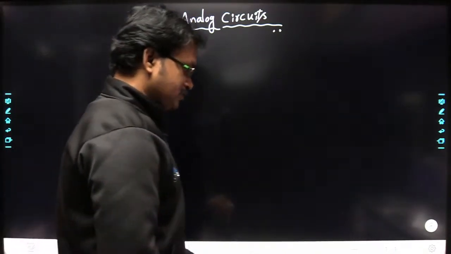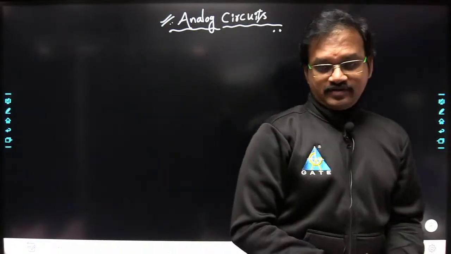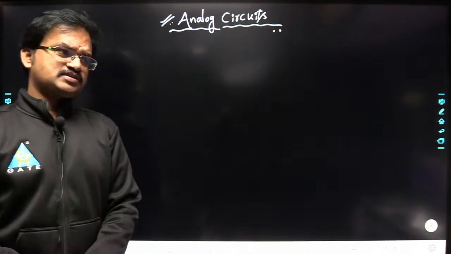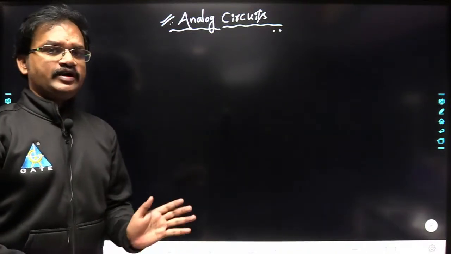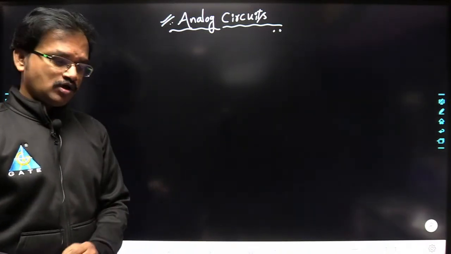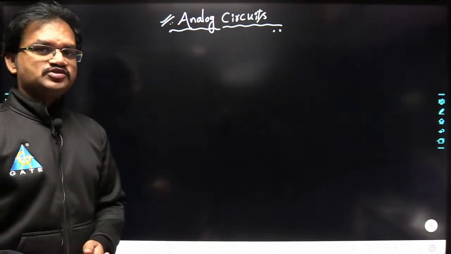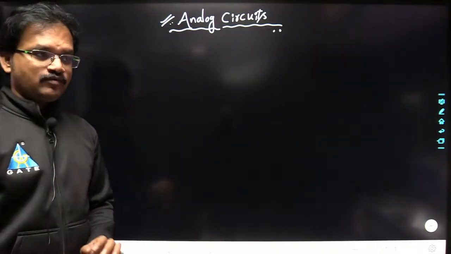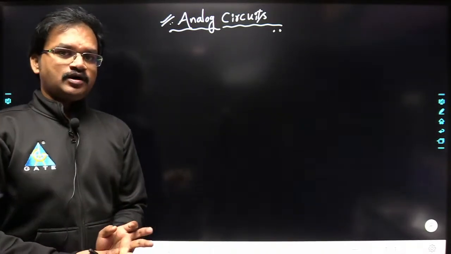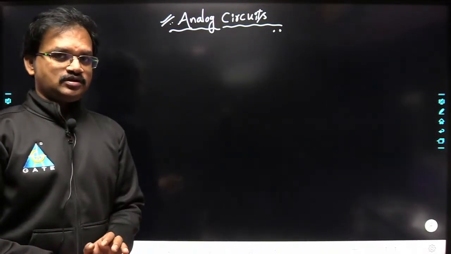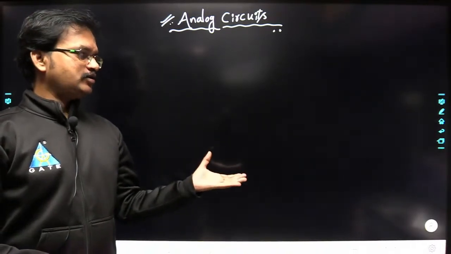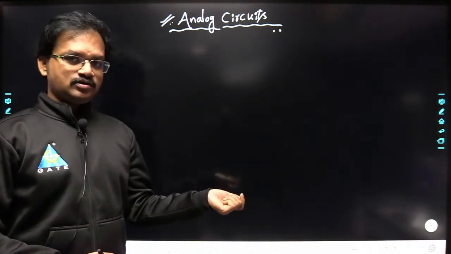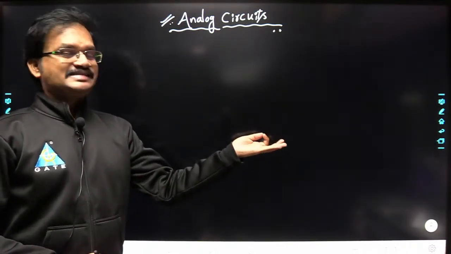In the previous session we have seen how to represent the equivalent model of a diode. We have seen the piecewise linear model, and I explained the need for it. If you directly take the diode and want to analyze the circuit, that means exact analysis.